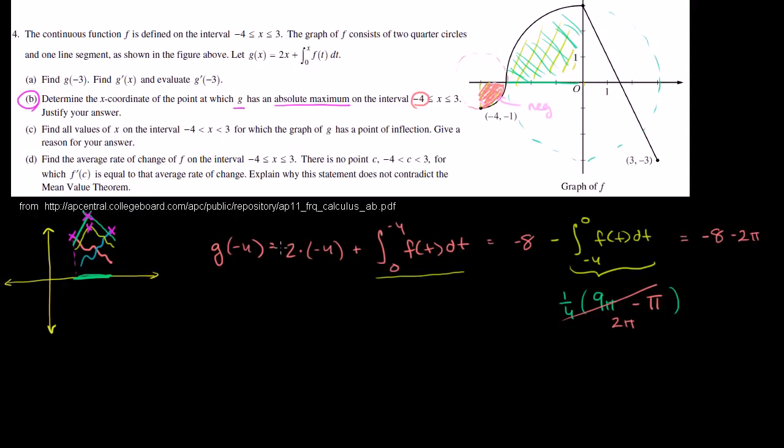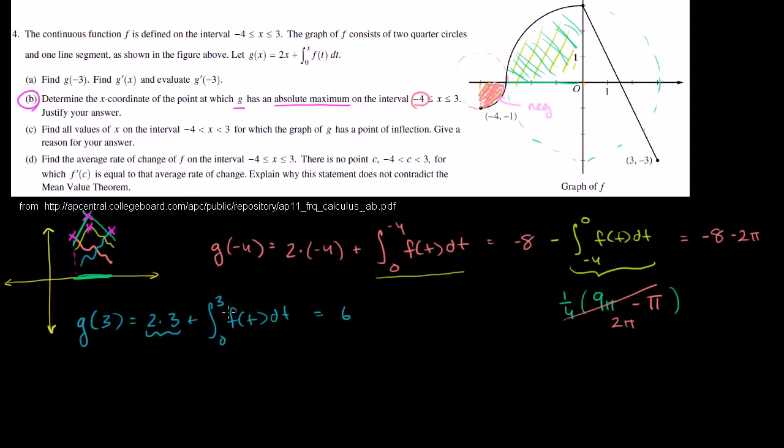So let's try the other bounds. Let's see what g of positive 3 is. I'll do it over here so I have more space. So g of positive 3, when x is equal to 3, we go back to our definition. That is 2 times 3 plus the integral from 0 to 3 of f of t dt, and this is going to be equal to 2 times 3, which is 6.